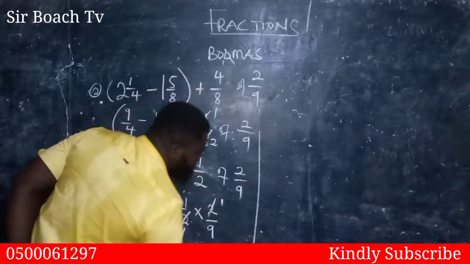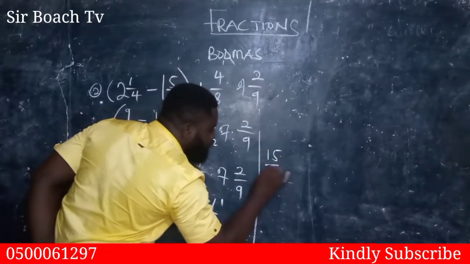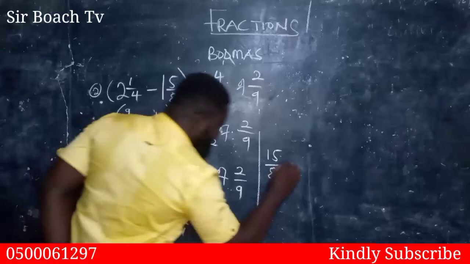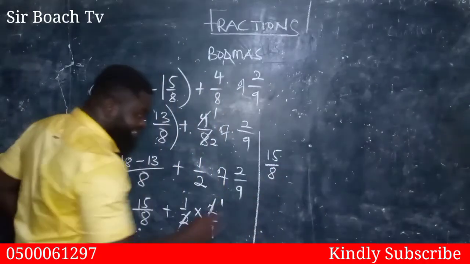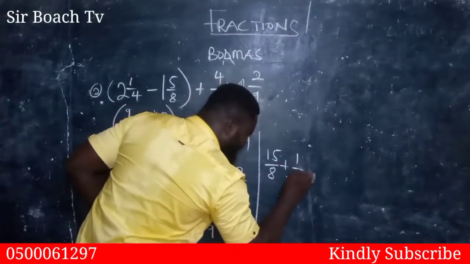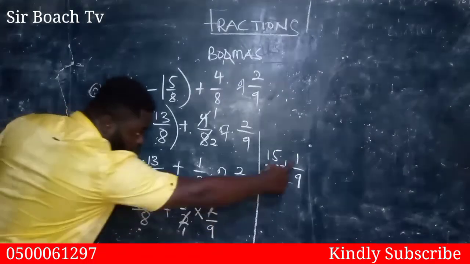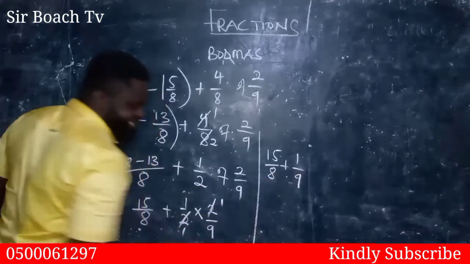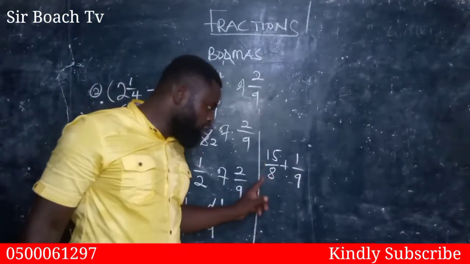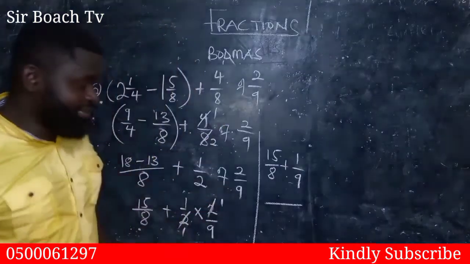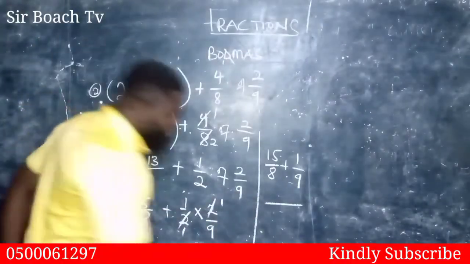So I'm going to get 5 on 8. Then the plus sign will come, 1 over 9. Because this 1 over 1, when I multiply 1 times 1, I get 1. When I multiply 1 times 9, I get 9. Now I'm getting 5 on 8 plus 1 over 9. Well, we find the LCM here. Now the LCM here is 72.